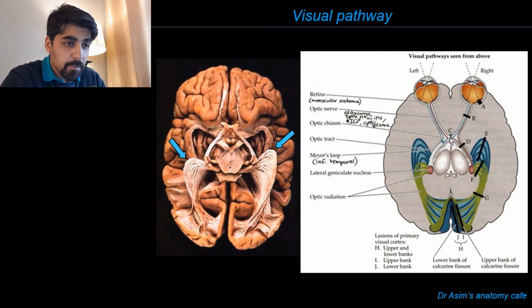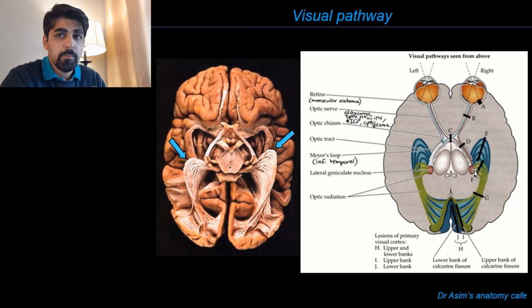And then after crossing, these regions are known as the optic tracts. The optic tracts then extend backwards and they actually go and synapse over here in this region, which is known as the lateral geniculate body. Lateral geniculate body is one of the nuclei of the thalamus.